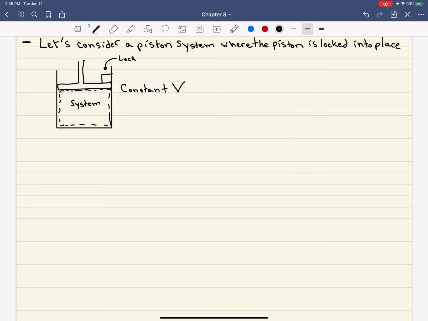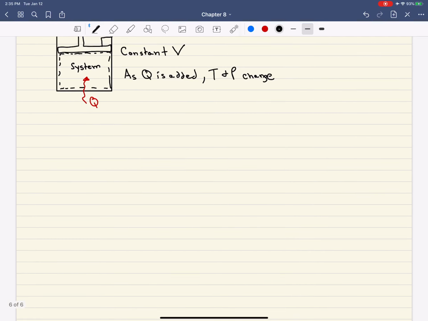Now, to this system, let's say that we add some heat. And as we add heat to the system, because the volume is locked into place, the temperature and pressure of the system are going to change. Alright, so that's the premise. So for this system, let's develop the closed system energy balance, and let's write out our closed system energy balance equation.